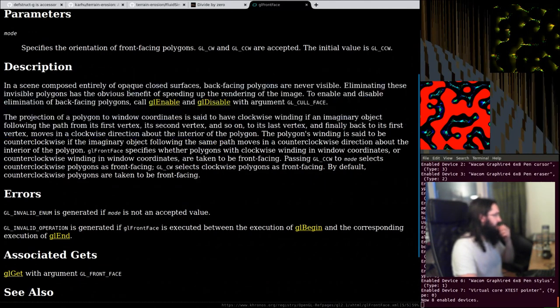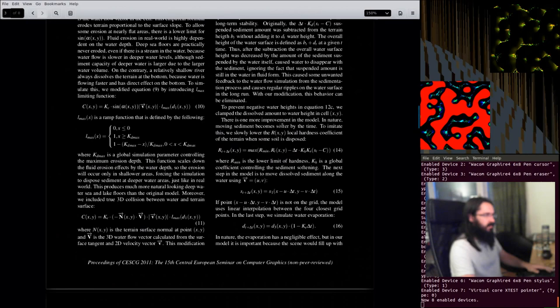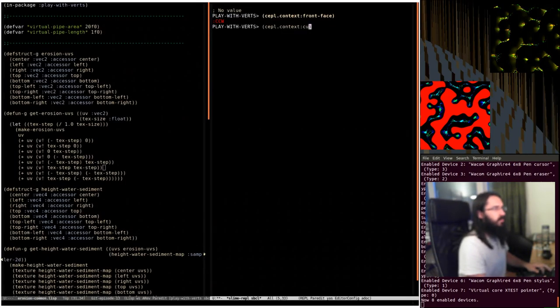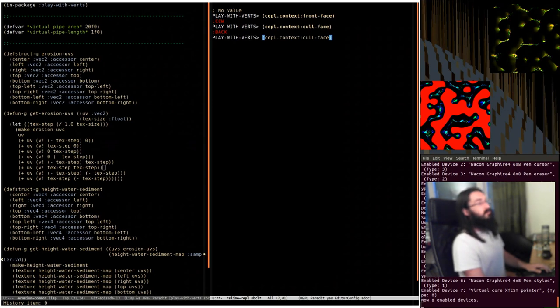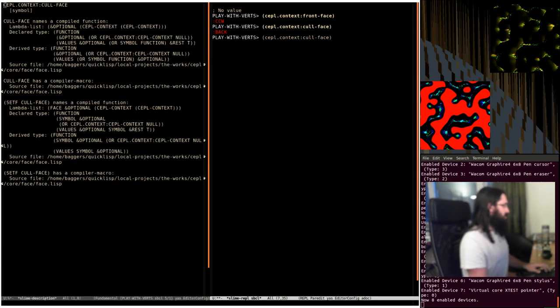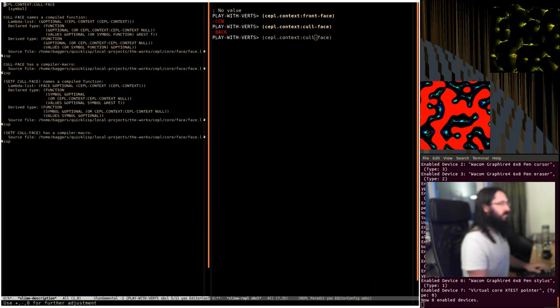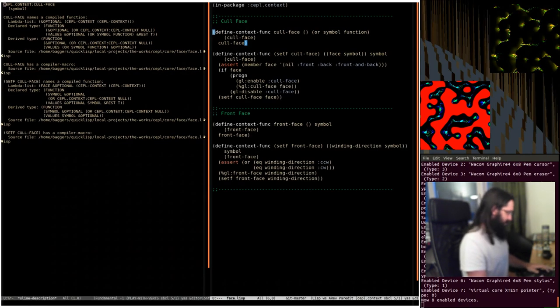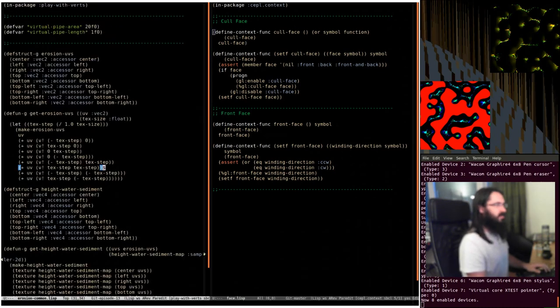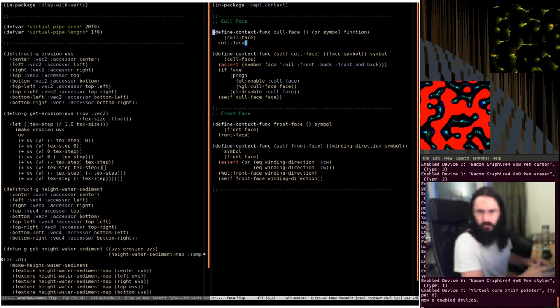So the scene is composed. So I want to disable GL. Oh, it's GL cull face. That's the other thing. Cull face back. Right. Did I write docs for this? No. Terrible. Right. Oh, I need to sort this out. It will not do.